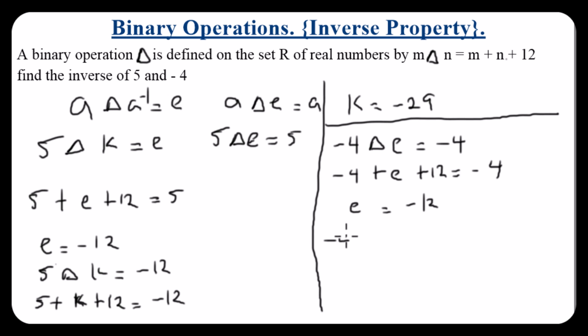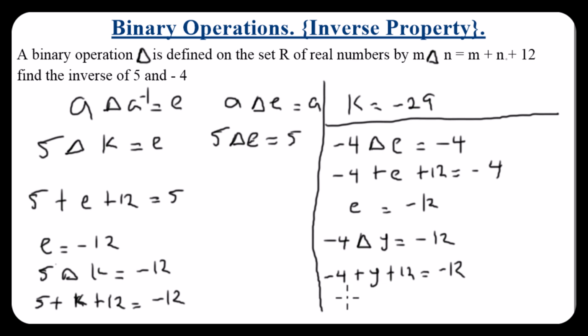We simply write minus 4 delta. So again, let's call the inverse of minus 4, let's call it y. So this must be equal to the identity element, minus 12. So using the operation, we have minus 4 plus y plus 12 is equal to minus 12.